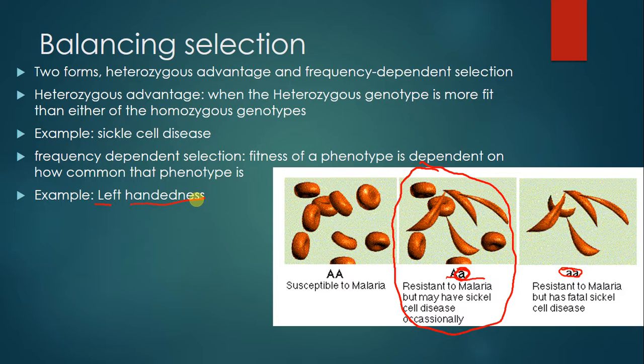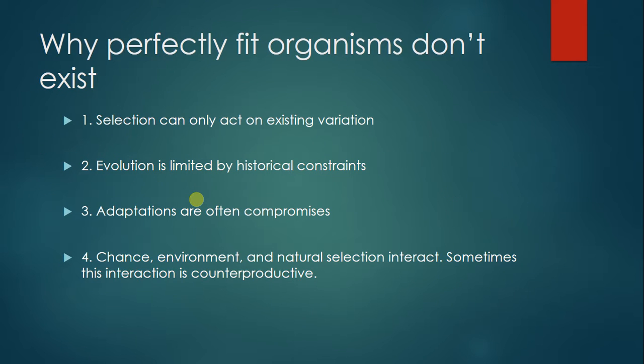If too many people are left-handed, it's not very advantageous. Now more right-handed people are likely to have met a left-handed person before, faced them in combat, and know how to compete with them. Then it's not advantageous. So left-handedness is only advantageous when it's in the minority of the population. And that's an example of frequency-dependent selection.